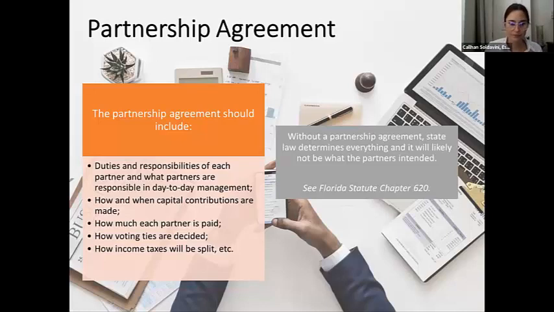And finally, how income taxes will be split and paid. Is someone responsible for more income taxes? Is someone responsible for putting them together on behalf of the partnership? How will the partnership be taxed? And without a partnership agreement, Florida statute chapter 620, you can look at it. It's actually very user-friendly and readable, are the terms that will be imposed if a partnership agreement isn't created.